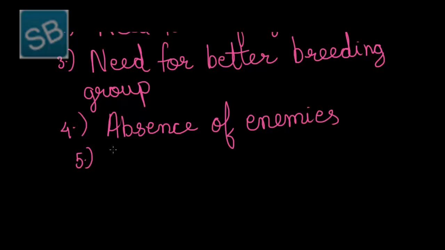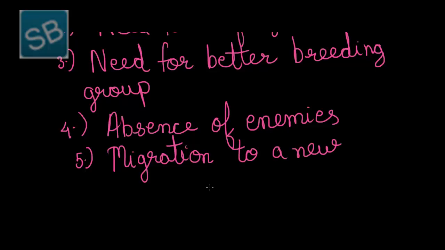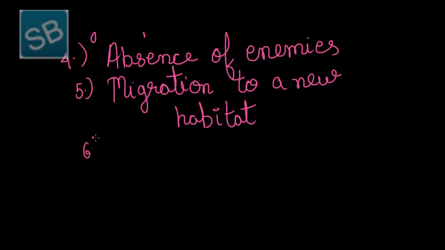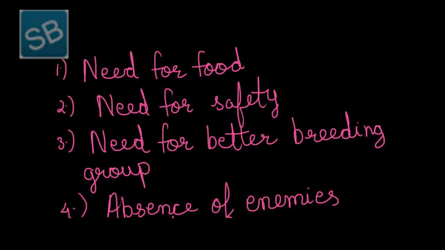Fifth, migration to a new habitat, which definitely leads to a new environmental condition. Then other factors like isolation and many such others. These are the factors mainly responsible for the creation of adaptive radiation in organisms. Till now we have studied what adaptive radiation is and how it occurs. Now let us understand its classification. Adaptive radiation is broadly classified into three categories.